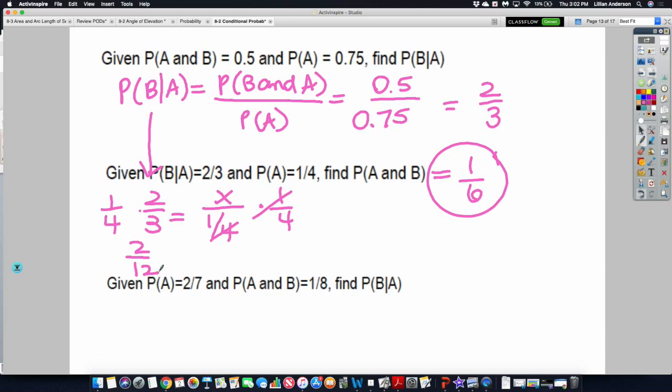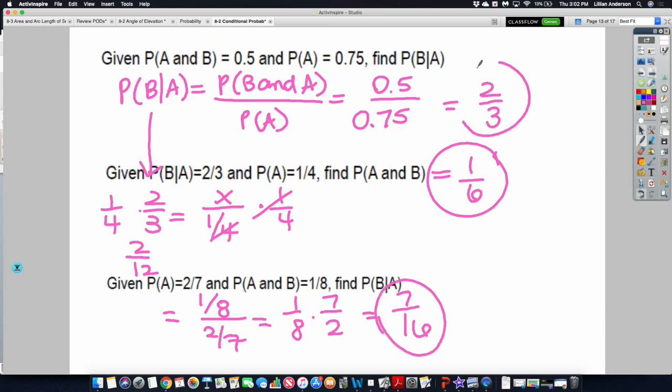What about this one? You have to do 1/8 divided by 2/7. Still using the same formula that I wrote down in the very first one. Make sure you do what here? Keep, change, flip. And that, dear students, is conditional probability. Okay? Make sure that you use the formula correctly. Okay? We are going to practice a little bit.